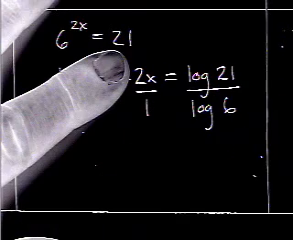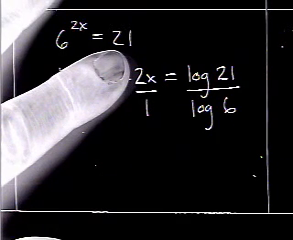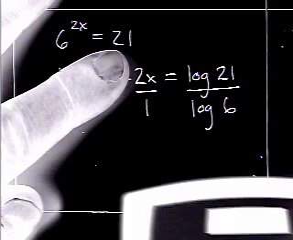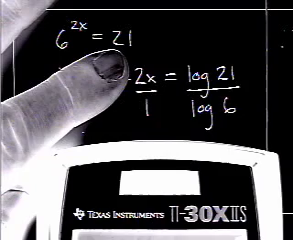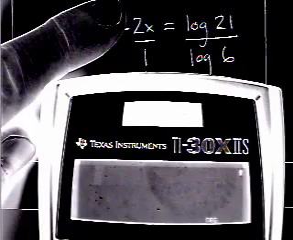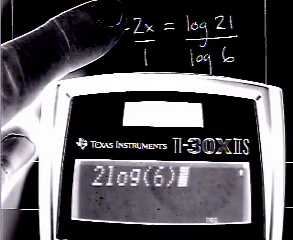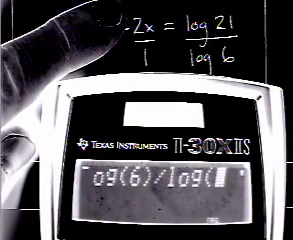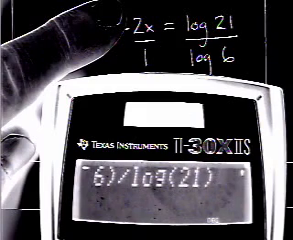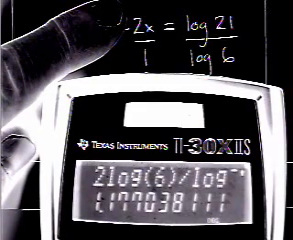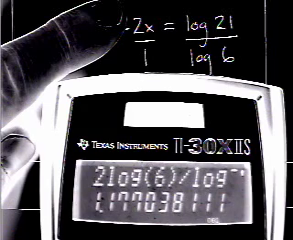All of us should know how to cross multiply. That's all you're doing here. So what do I have here? 2 log 6 in parentheses divided by log 21. There we go. 1.177.